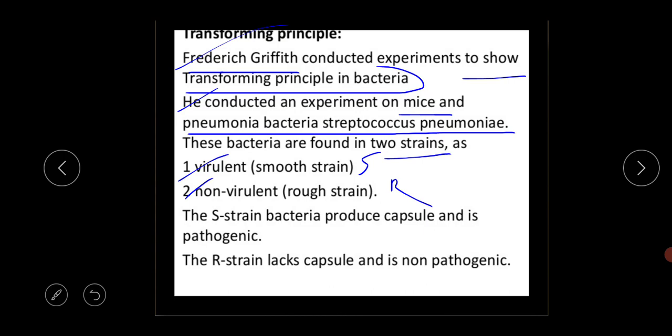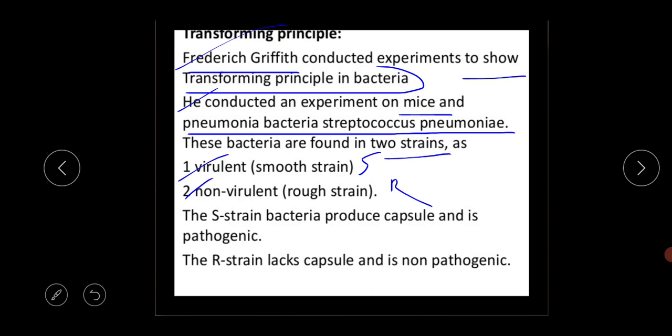And this kind of strain is pathogenic. What does pathogenic mean? This virulent strain can infect other organisms and cause pneumonia. So this is the smooth strain, the S strain. The last one is the non-virulent strain, the rough strain. What is the meaning of the rough strain? In this case the cells lack a capsule and produce dull, rough colonies and cannot infect other bodies. They do not produce pneumonia. So this is called the rough strain or R strain.